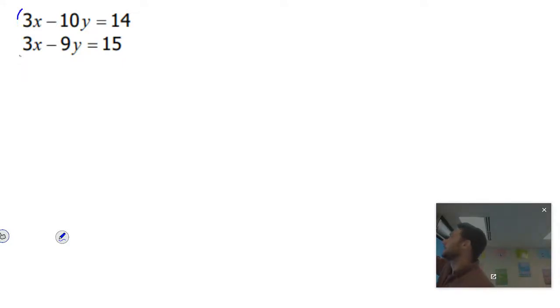If I multiply, well, what do I want to multiply 3 by to get to a negative 3? Well, just a negative 1. We don't need to change the 3 part. We just need it to be negative. So I'm going to multiply by negative 1.